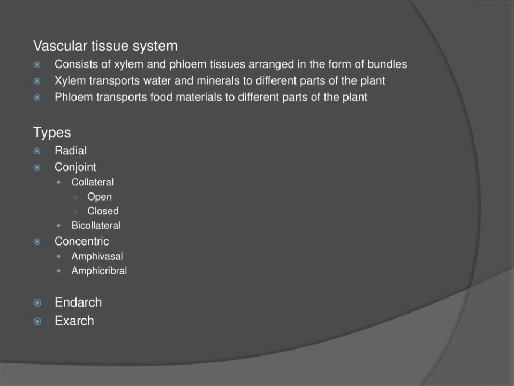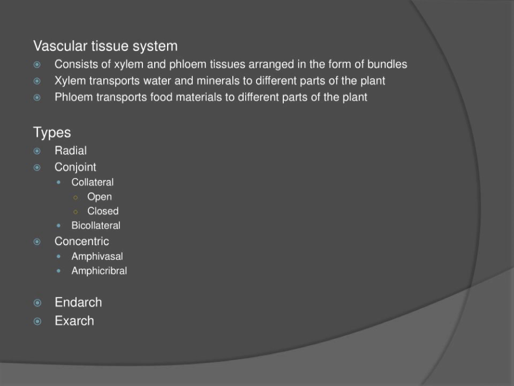First type is radial. In radial type, your xylem and phloem will be arranged in different radii alternating to each other. So radial means different radii. This xylem phloem will be arranged in different radii alternating to each other. Next type is conjoint. Conjoint, con means together. So xylem phloem lies together. That is the same radius. They lie in the same radius.